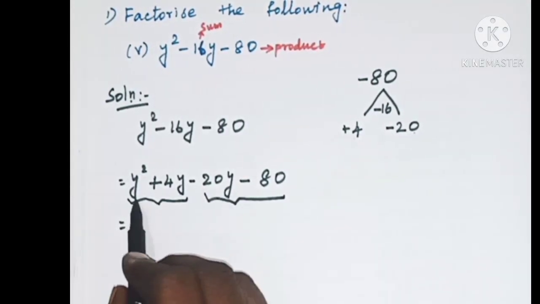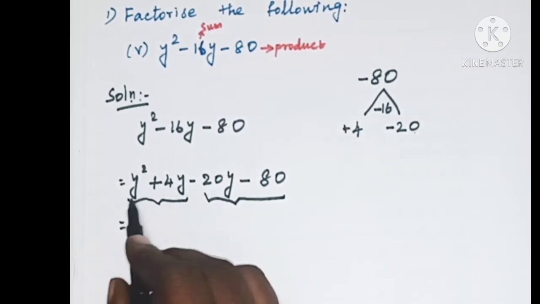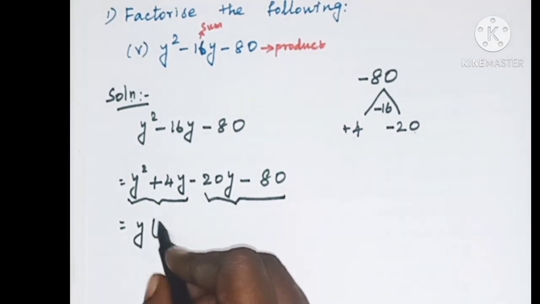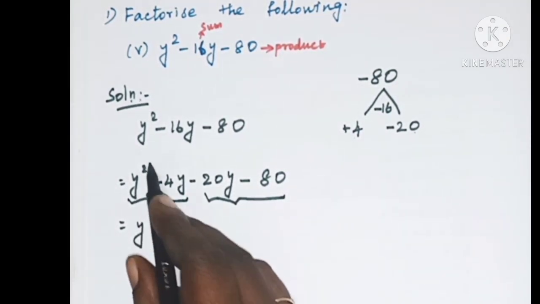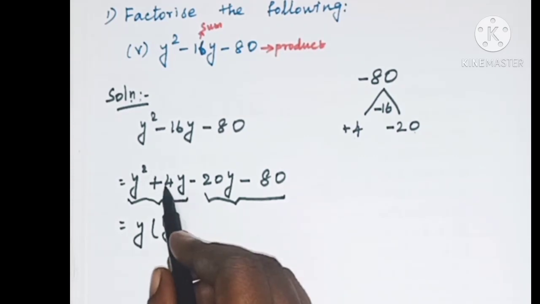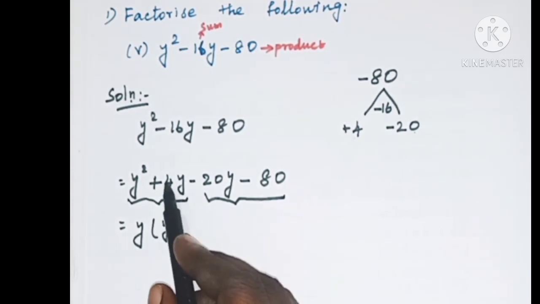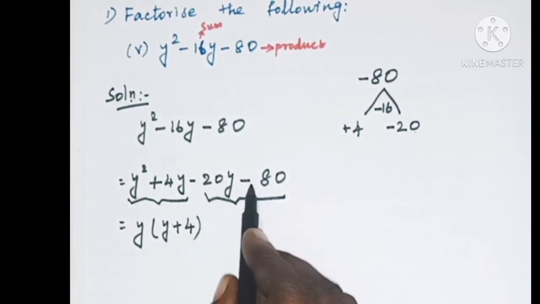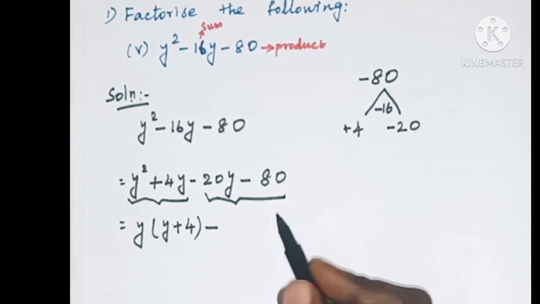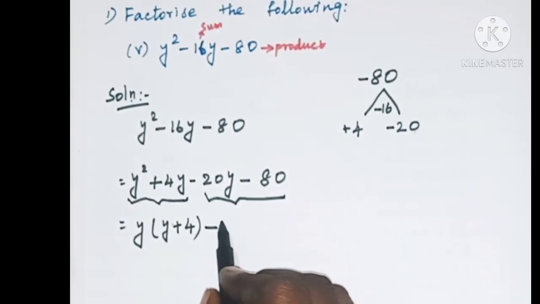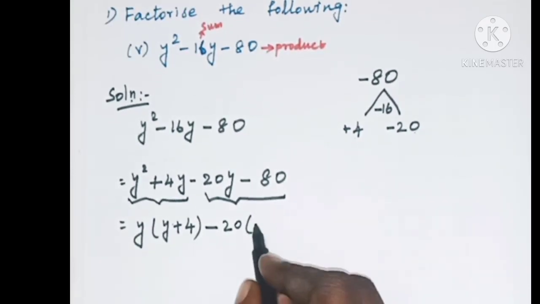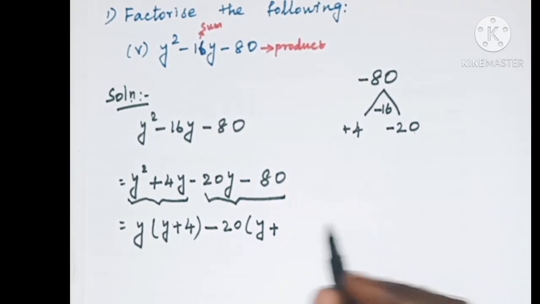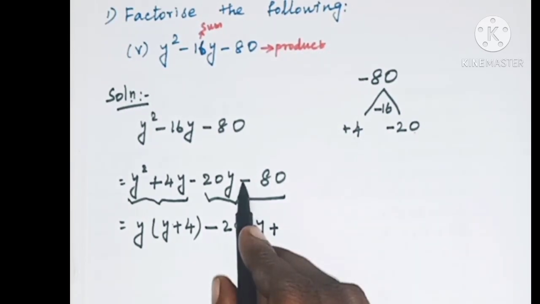Now from the first two terms, which is the common variable? The common variable is y. So y should be taken outside. So the remaining is y into y square, plus from the second term 4y, y is already taken outside, so the remaining is 4. Write that 4 here. From the last two terms, the negative symbol is common to both terms. So take that negative symbol outside, and 20 also can be taken outside. Now minus 20 into y is minus 20y. Here we should put positive because minus into plus is minus.